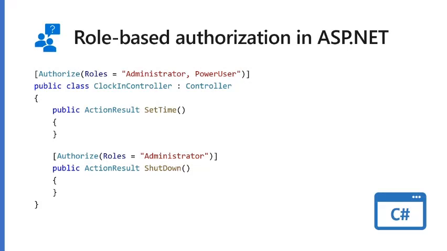So here you say Authorize Roles equals administrator or power user, one of them. And in the second action, shut down, you only allow it to administrator, but set time is allowed to power user as well. Same way, if you remember, I added the claims, and in the claim also here you said roles, but you can say claims and having those claims, so it's the same thing.